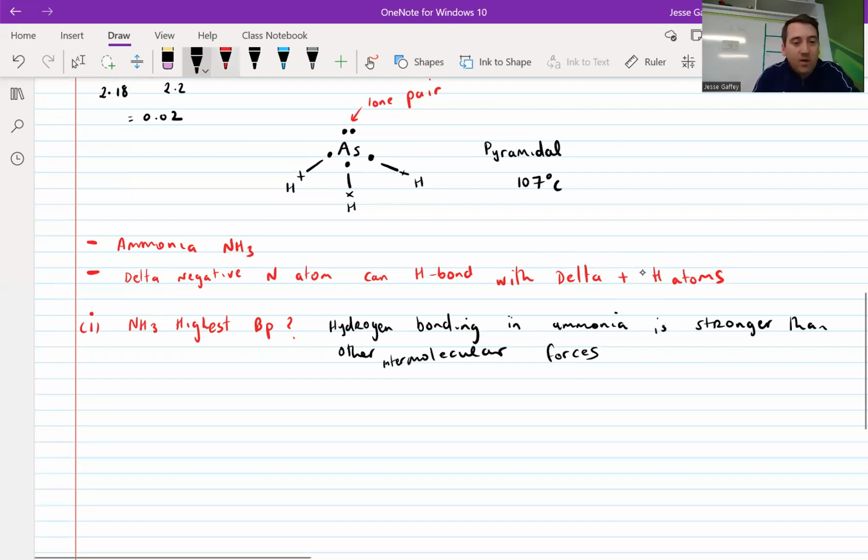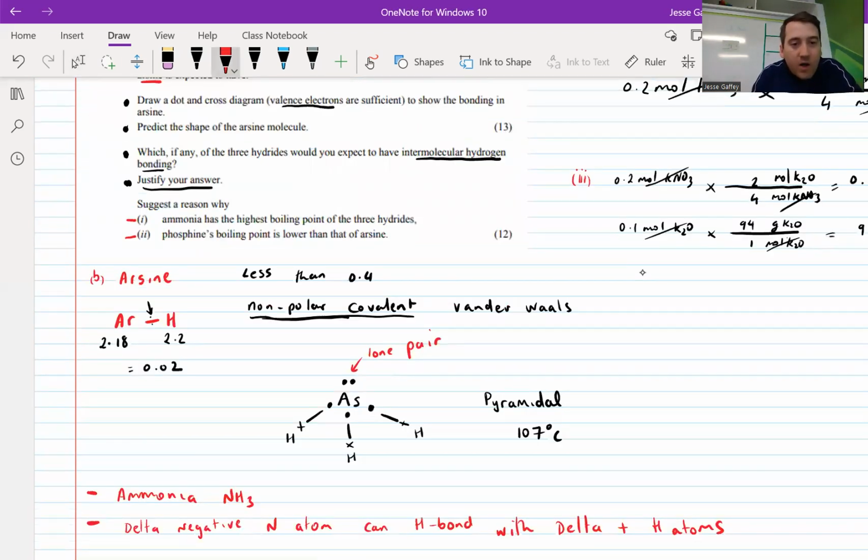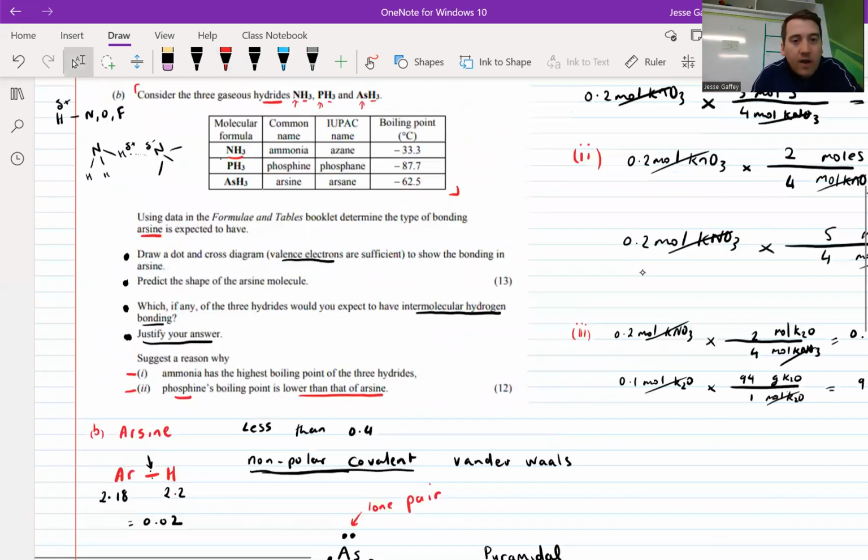Okay, and then the last question says, suggest a reason why phosphine's boiling point is lower than that of arsine. So we're looking at phosphine. Well, we know arsine has van der Waals forces, which are the weakest. So phosphine has an even lower boiling point, and we can see that. This is minus 62.5, which is a low boiling point, but this is minus 87.7, so that's even lower. So what's the difference between these two molecules?